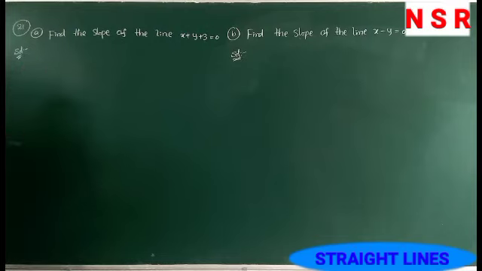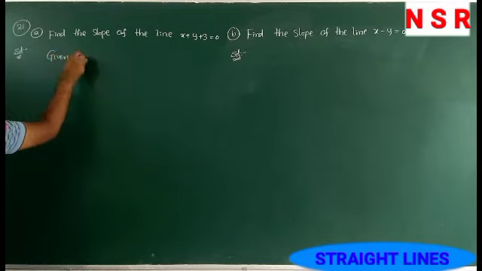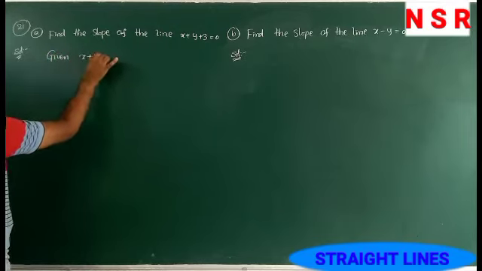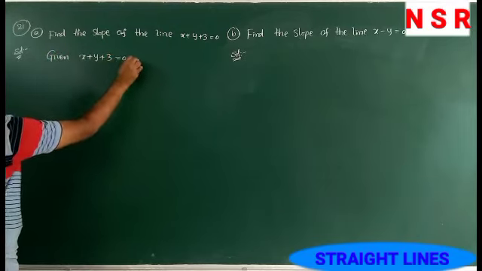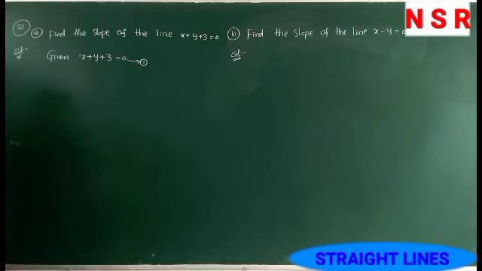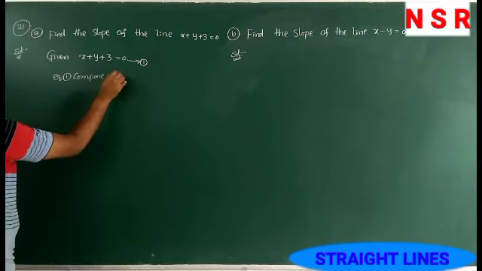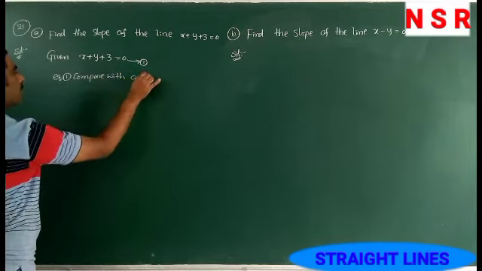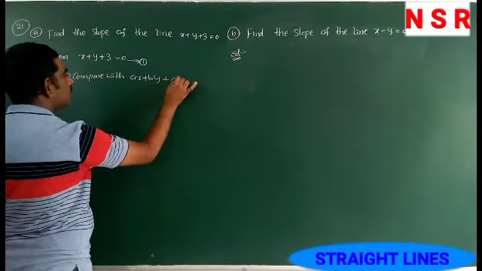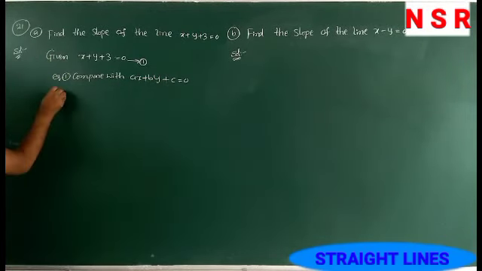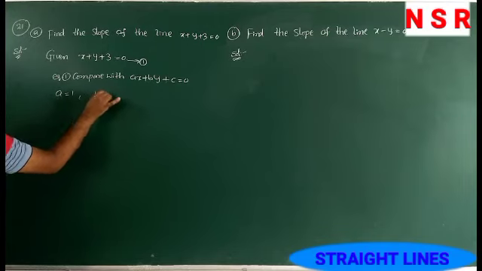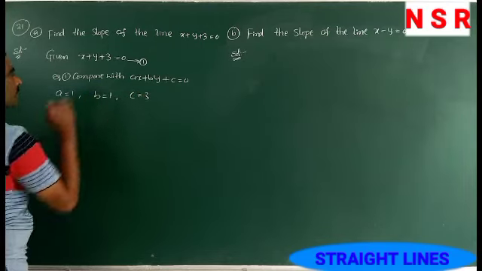So next, question number 21: find the slope of the line x plus y plus 3 equal to 0. Here we have two parts, a and b. So first one, given one line x plus y plus 3 equal to 0. Take it as equation number 1. Equation 1 compare with ax plus by plus c equal to 0. Now a equal to 1, b equal to 1 and c equal to 3.